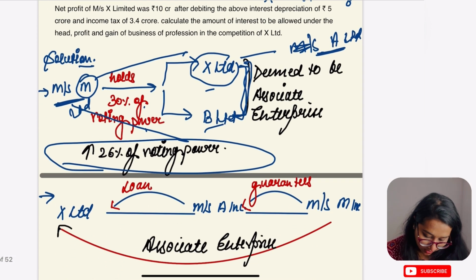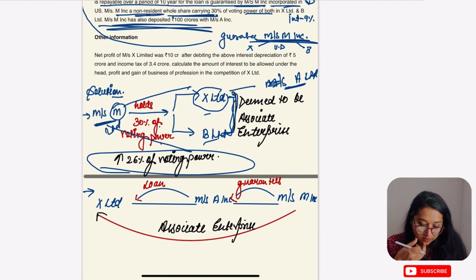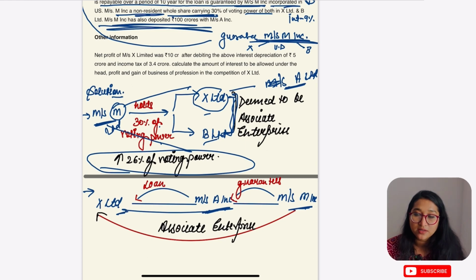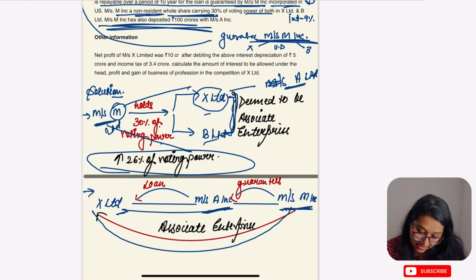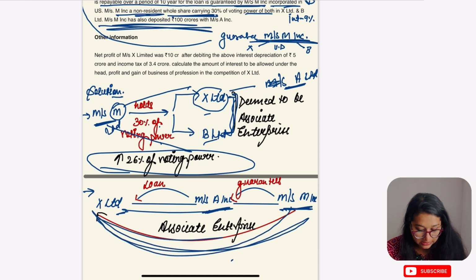Now, X Limited has taken a loan from A Incorporation, and M Limited has given a guarantee for the loan given by A Limited to X Limited. Here the question specifies that M and X are associate enterprises, as M Limited is holding more than 30% of voting power of the equity shareholding in X Limited. Is this part clear? So they are associate enterprises. This is super clear, I hope.